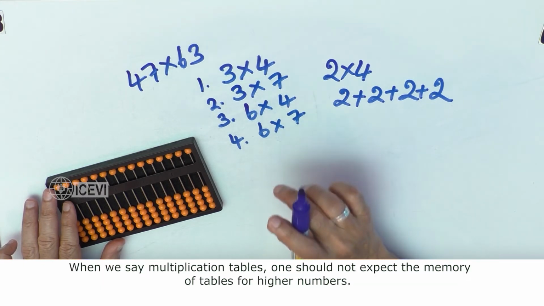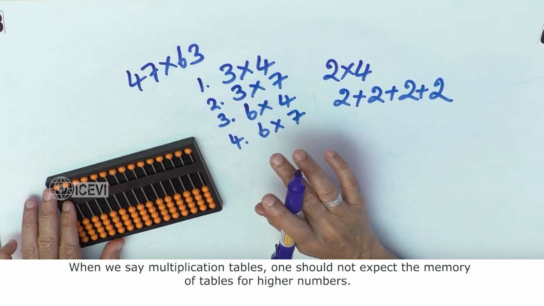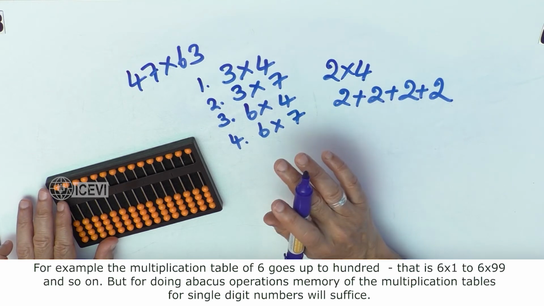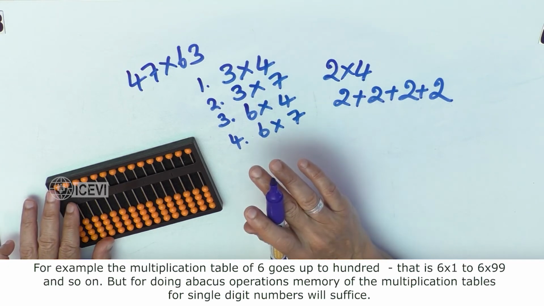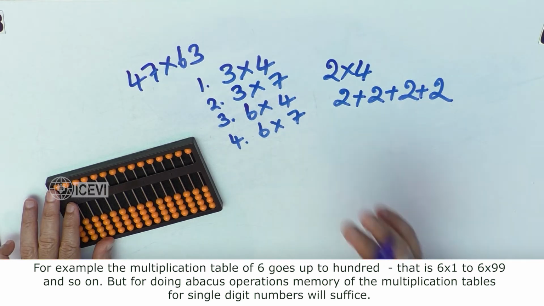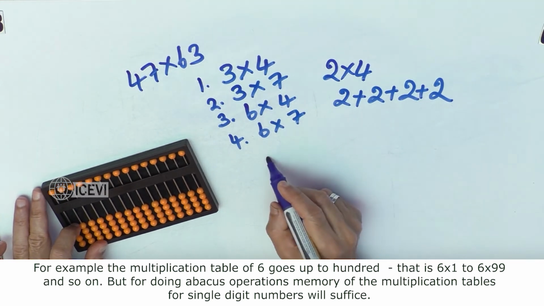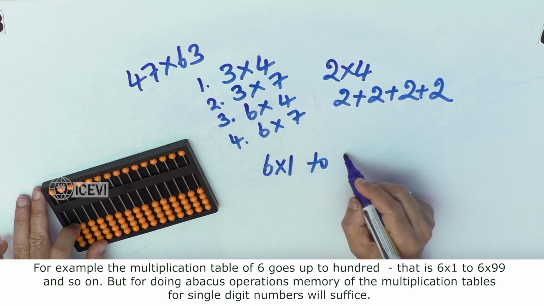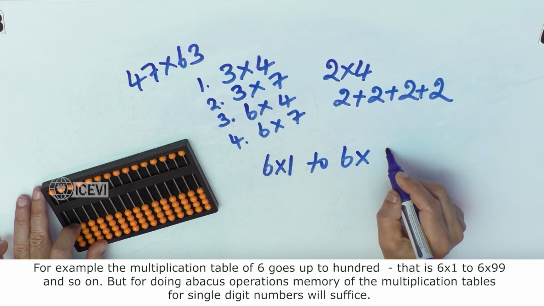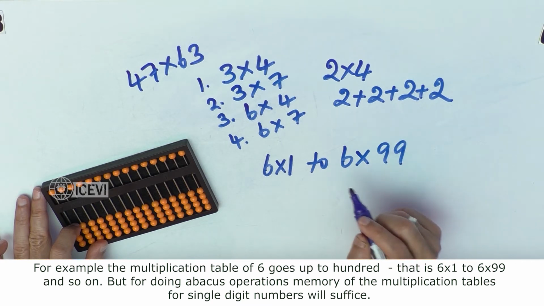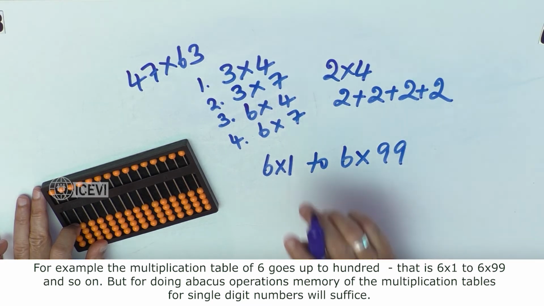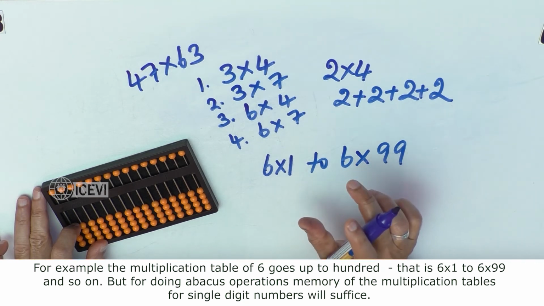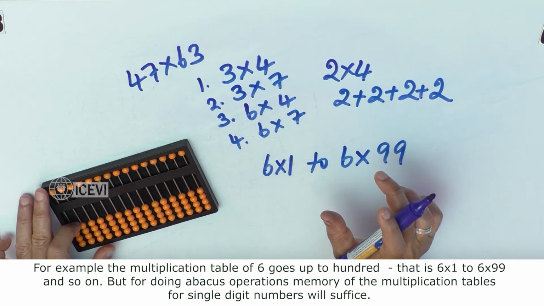When we say multiplication tables, one should not expect the memory of tables for higher numbers. For example, the multiplication table of 6 goes up to 100. That is 6 multiplied by 1 to 6 multiplied by 99 and so on. But for doing abacus operations, memory of the multiplication tables for single digit numbers will suffice.